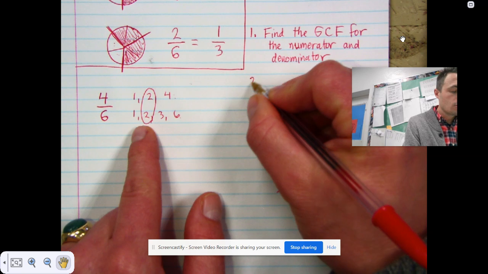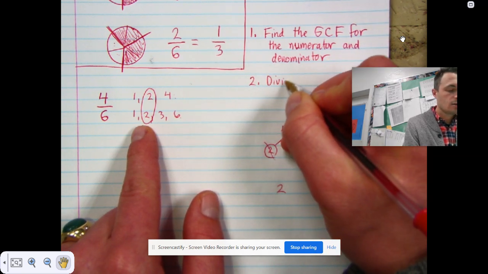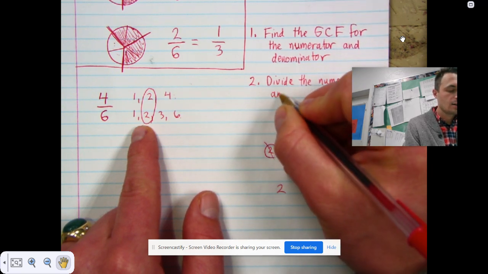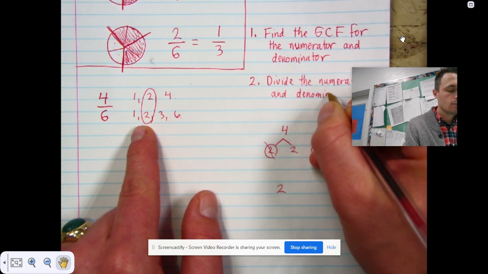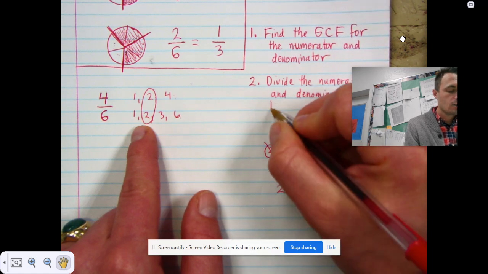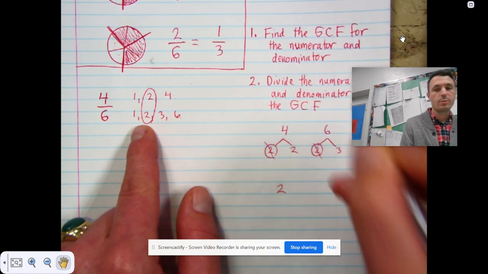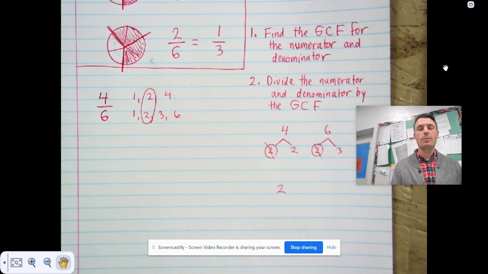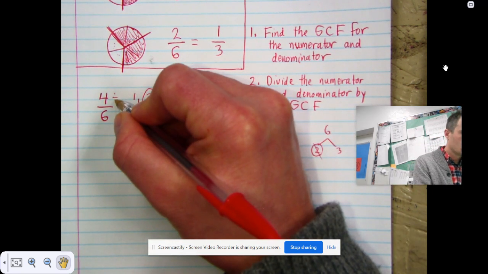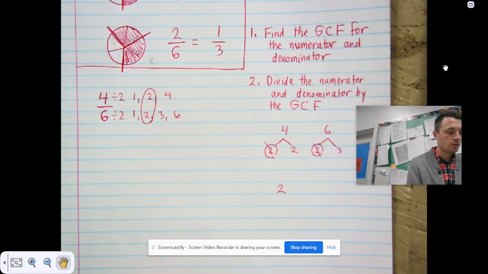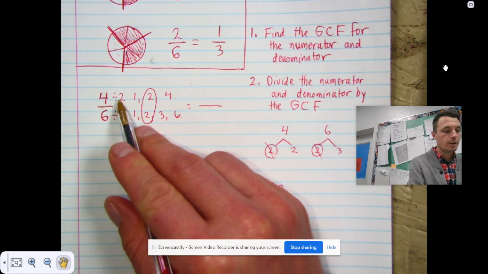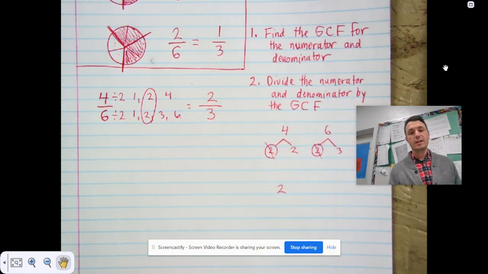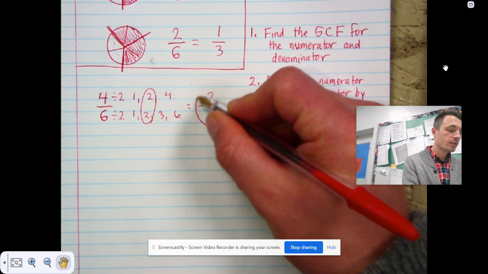Okay. Now step 2 is divide the numerator and denominator by the GCF, by the greatest common factor. Divide the numerator and denominator by the greatest common factor. So we divide 4 by 2 and we divide 6 by 2. We'll put the answer right here. 4 divided by 2 is 2. 6 divided by 2 is 3. So 4/6 written in simplest form is 2/3.